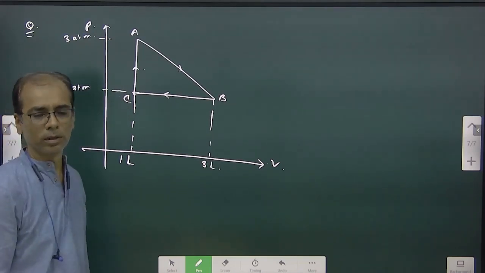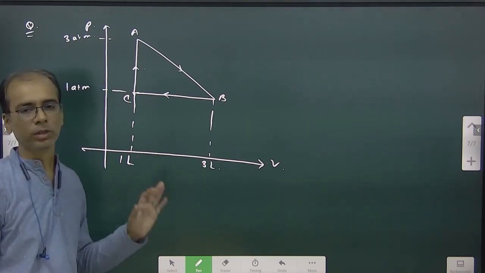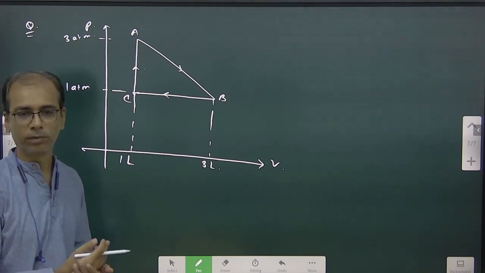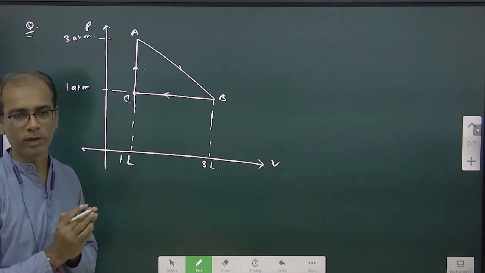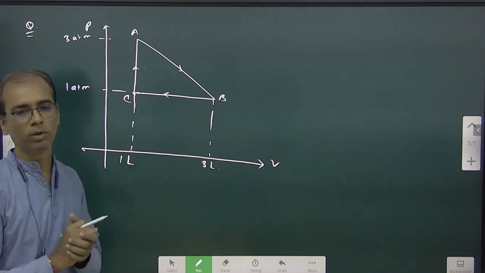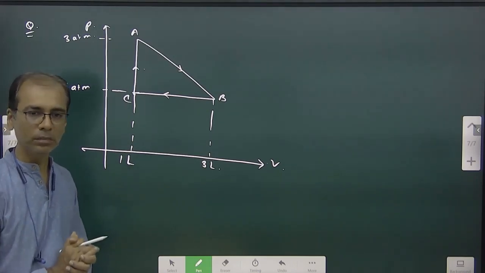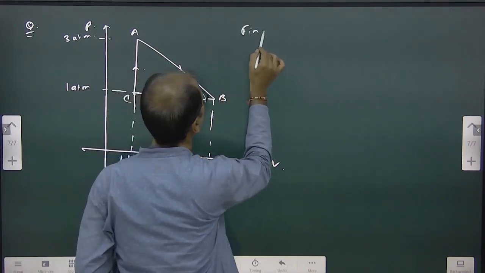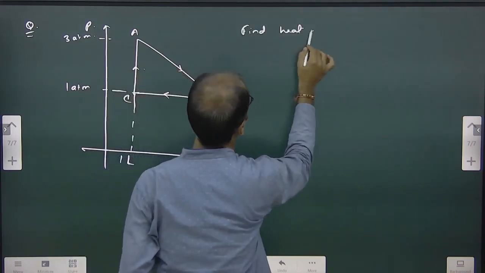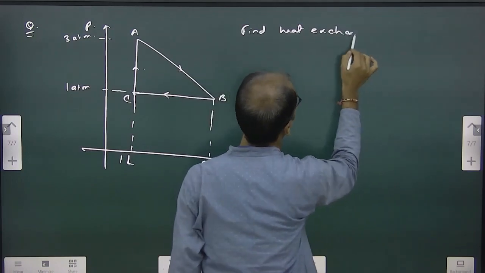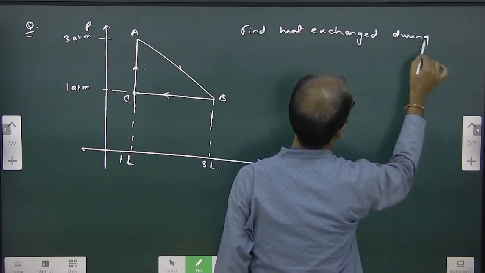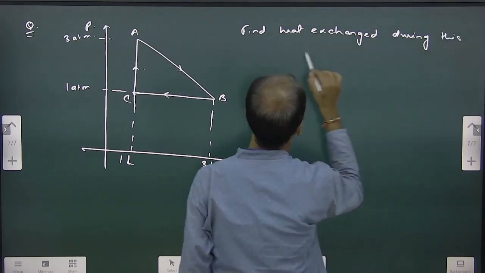Okay, so what I want is Q in this. Now we all know how to calculate work done, how to calculate delta U, everything we have done. Only thing is Q we have to find. First law of thermodynamics we want to use on this one. Okay, so find the heat exchanged during this cyclic process.